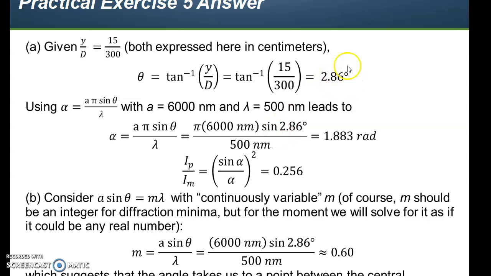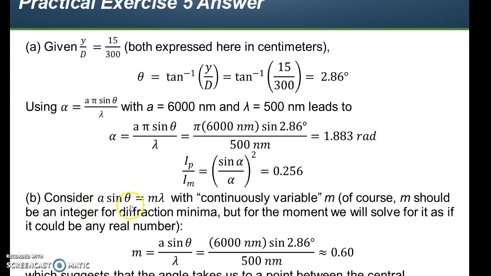Sine of this angle right here times pi gives us the alpha value. That's 1.883 radians. So sine alpha over alpha squared gives you this ratio of the intensities of 0.256. And that's the reason why they did this in terms of radians instead of degrees here, once they solved that.